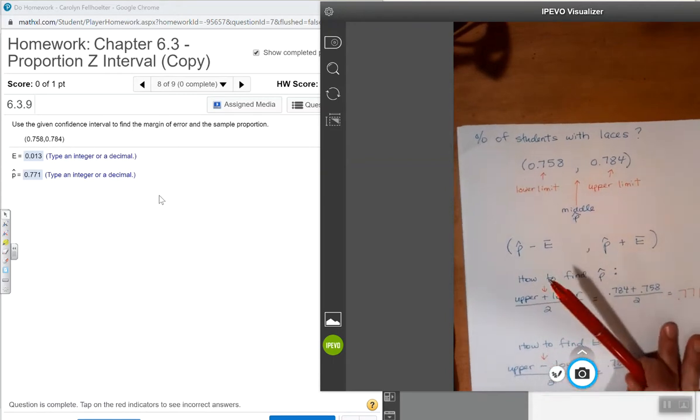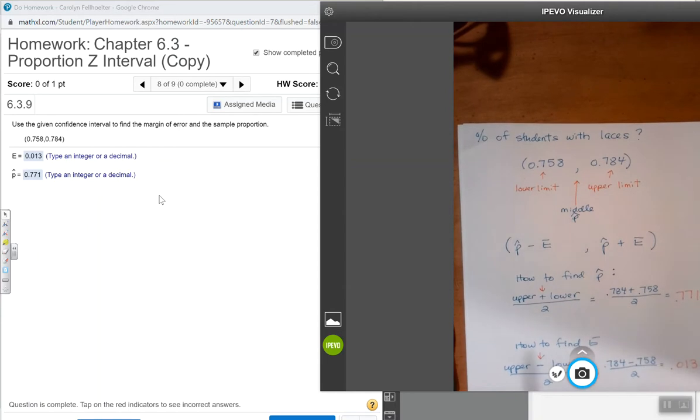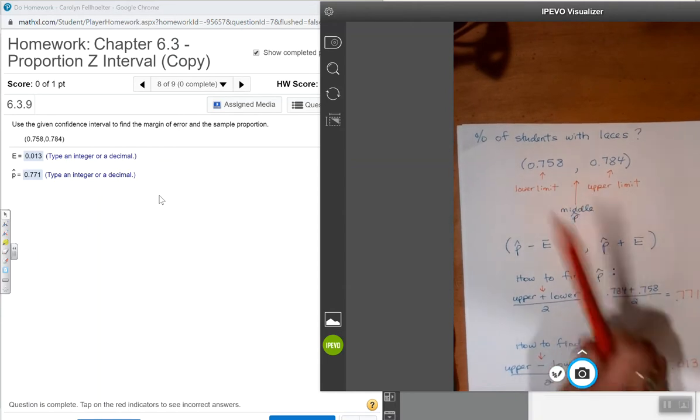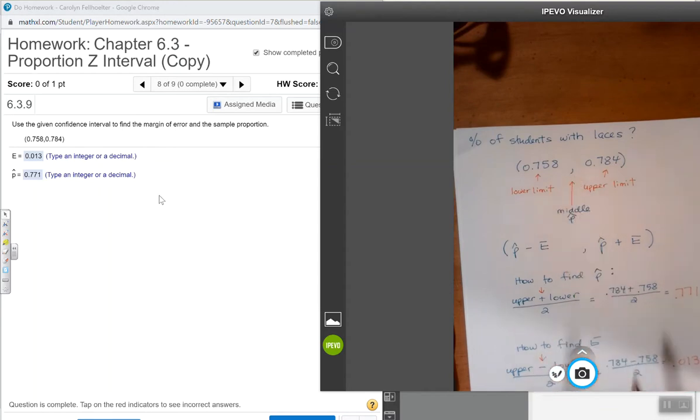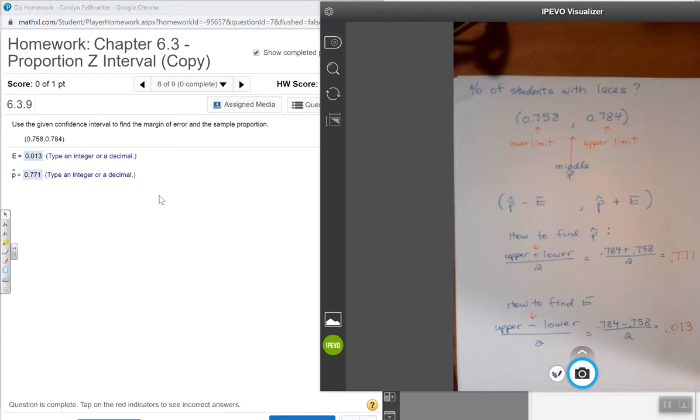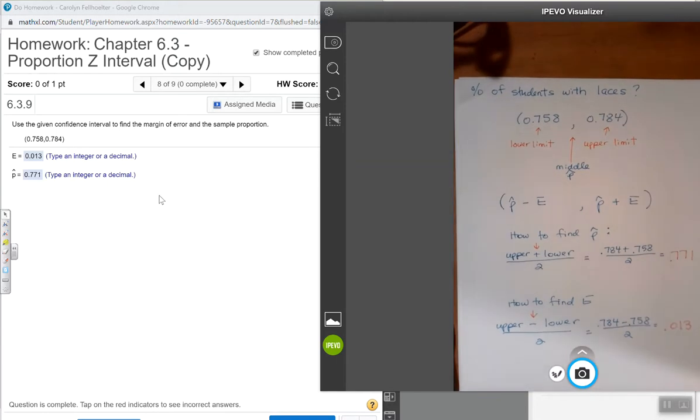So we don't have any context for this problem. Let's just make something up. Let's say that this confidence interval represents the percent of students that have laces on their shoes. So we are trying to go out and figure out what percent of all Pellissippi students wear shoes with laces. So we go out and we get a sample of, I don't know how many students, and we ask them, do your shoes have laces? And so we get our answer, we get a p hat. We get the percent of those students that wear laces on their shoes.